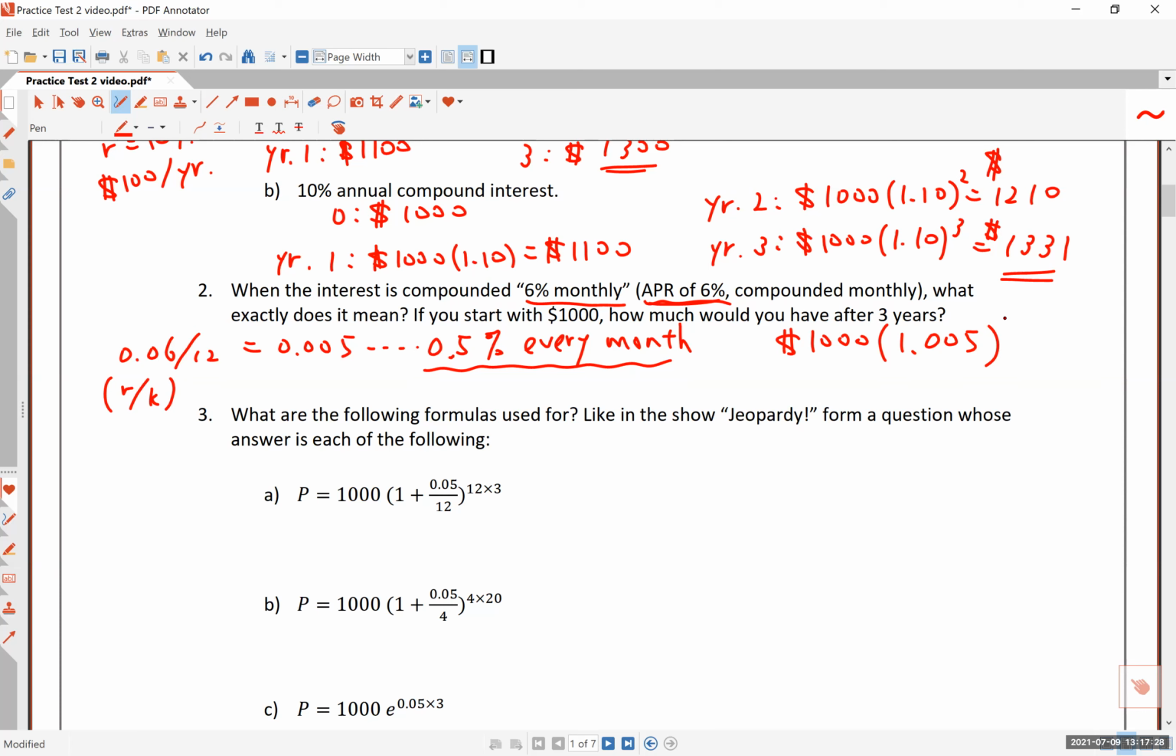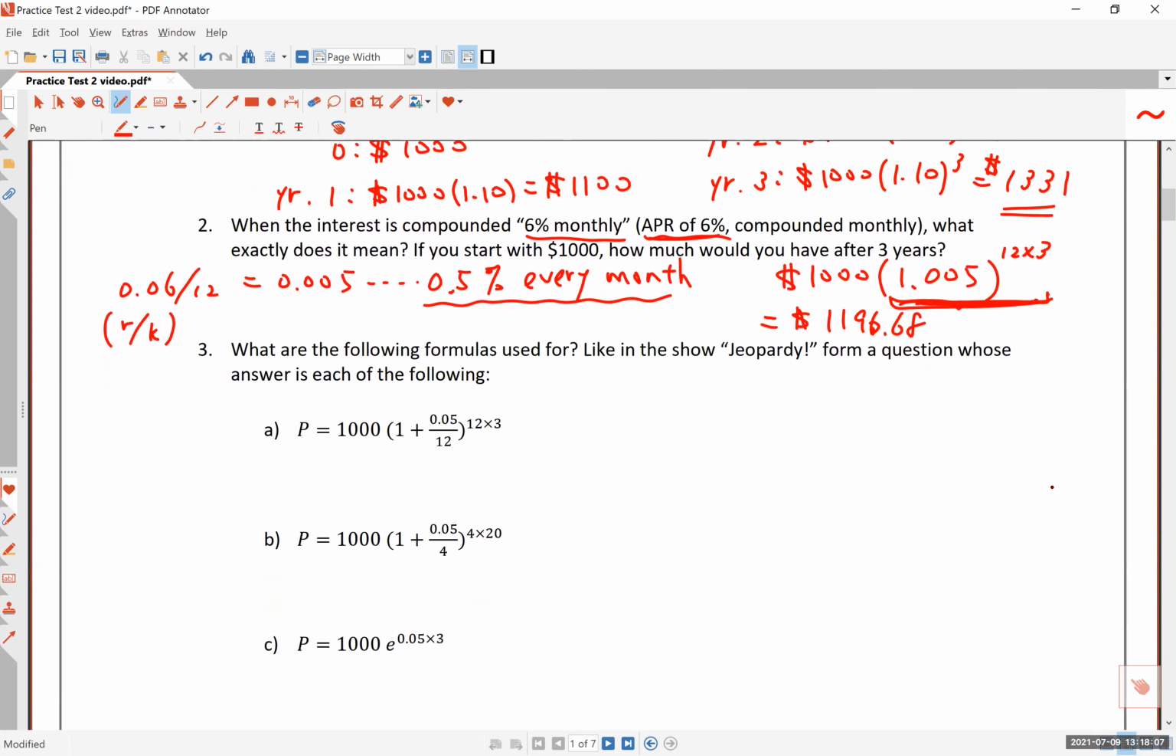And now for 3 years, you have 12 months each. So basically you have to calculate 1.005 to the 36th power, right? And then you multiply that by 1,000. Make sure you do this part first and then multiply that by 1,000. Not 1,000 times 1.005 and then raise that to the 36th power. The answer is going to be $1,196.68. Now make sure you know how to calculate this on your calculator before the test begins.